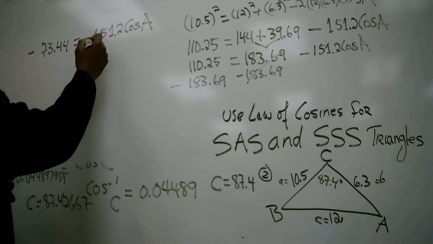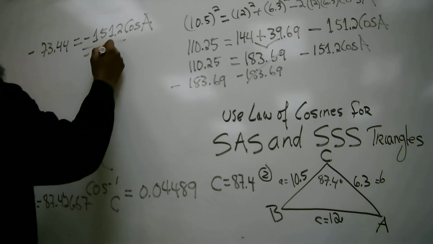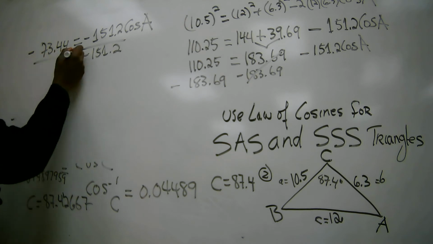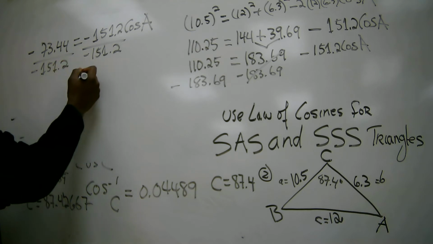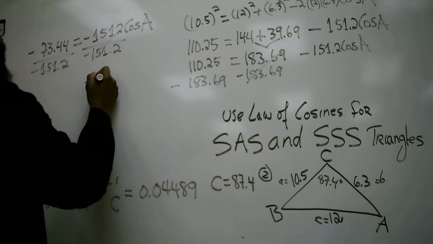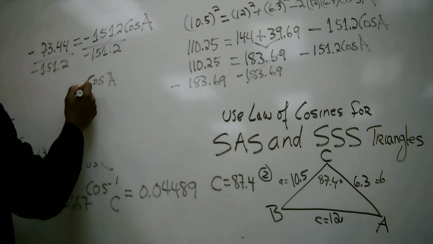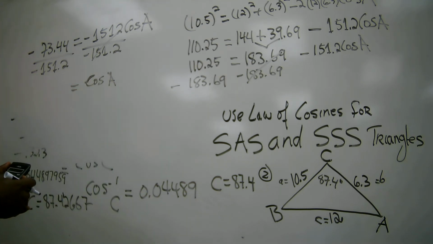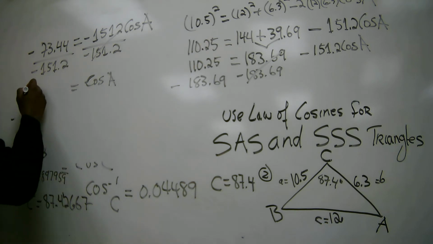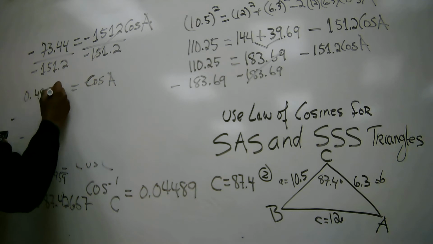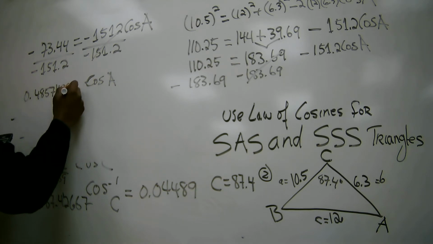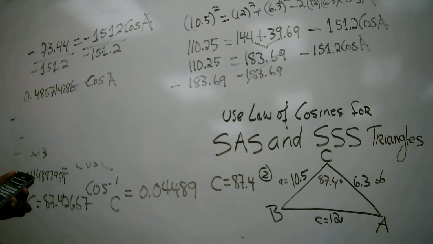Now I can divide both sides by negative 151.2. Once again, dividing by a negative, it's going to become positive. This cancels, and I will have cos A is equal to a positive number. I will have negative 73.44 divided by 151.2, but negative is going to become positive. Then I get 0.4857 14286. I keep everything, rounding only at the last term.